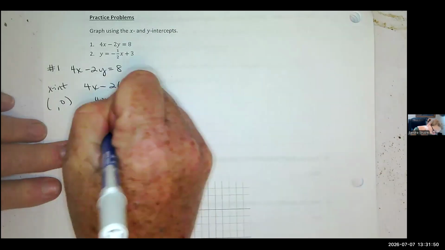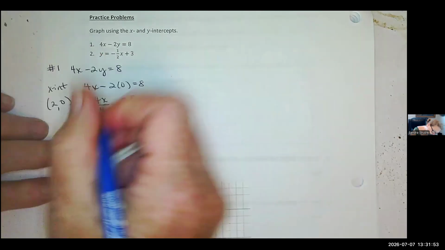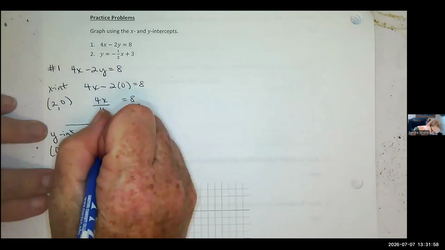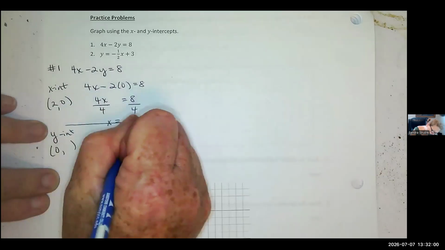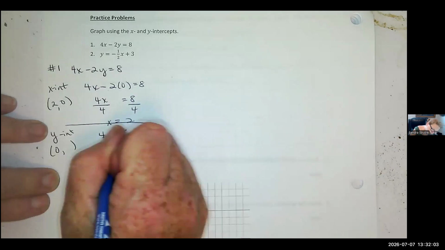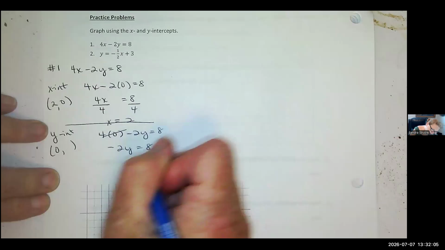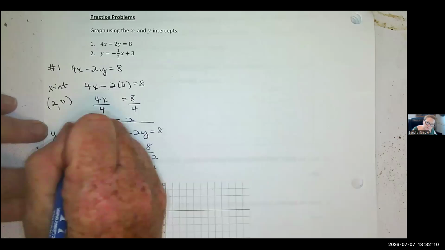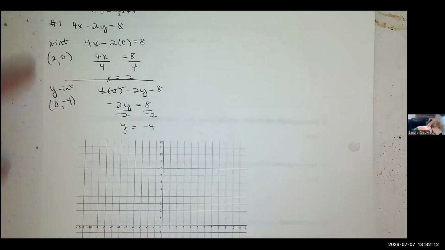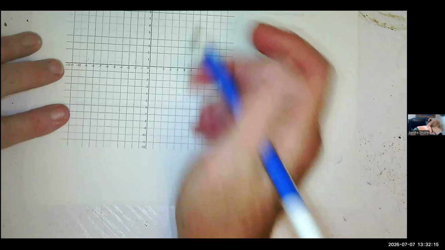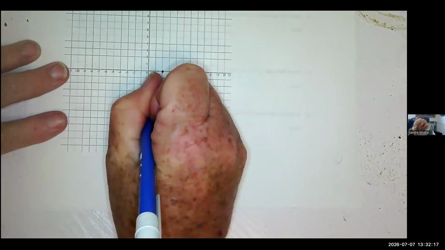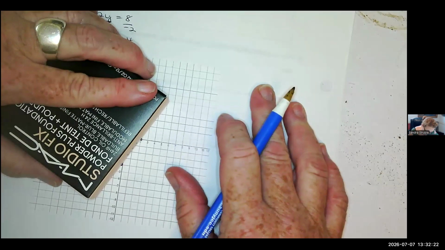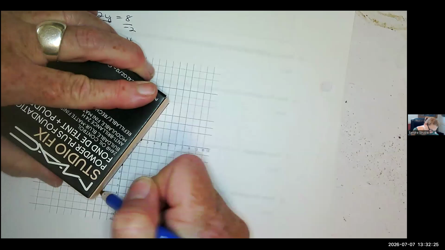That's our first one. Our y-intercept is where we let x equal 0. It's gone. Negative 2y equals 8. Divide both sides by negative 2. Y is equal to negative 4. Okay, then we want to plot those points: (2, 0) and (0, negative 4). Draw our line, arrows and label.